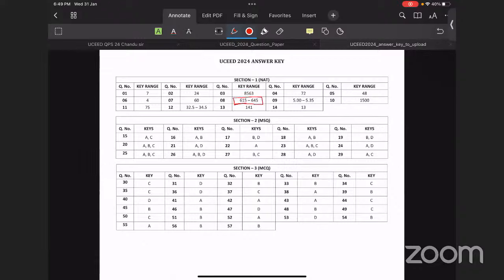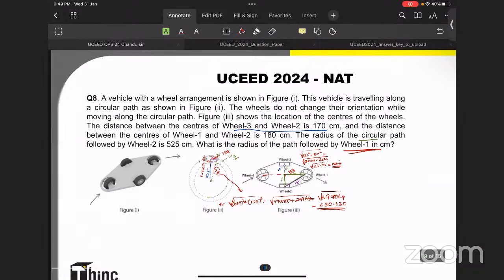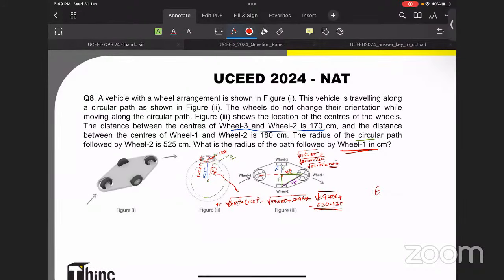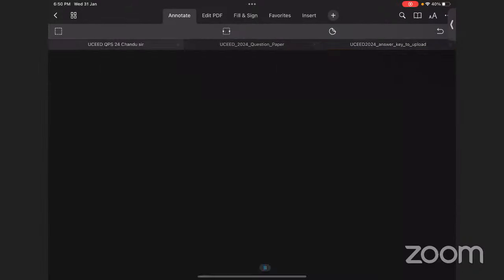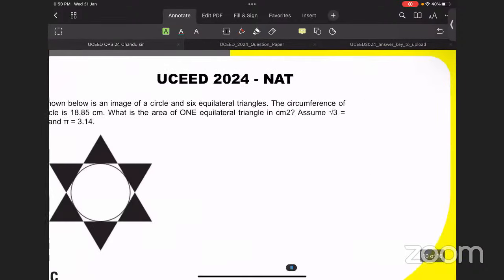Anything you give in that range, you will get full credit. Okay, now continue. So the right answer will be somewhere in this range, 615 to 645. I think that is as per the key, 615 to 645. We reached 630. If it is 640 or 644, that is enough, you will get marked. Okay, don't worry. Now the next question.